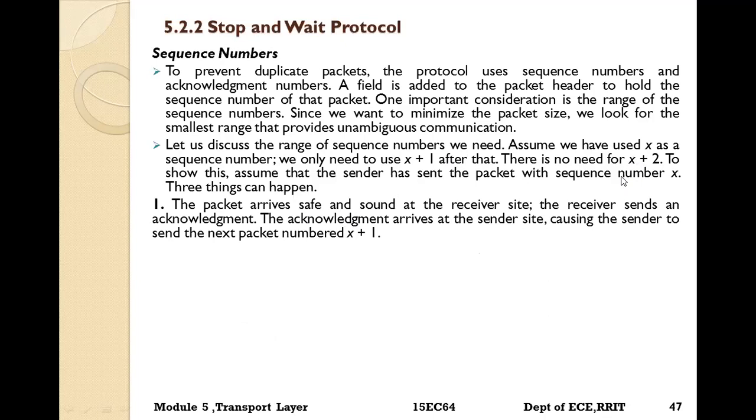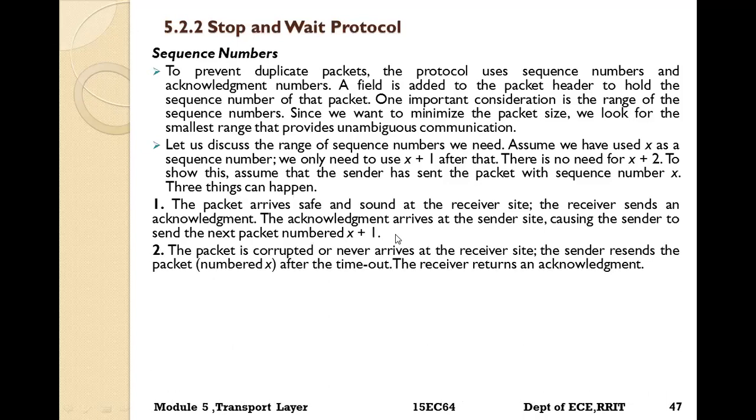After that, we can have a combination of x, x plus 1, x, x plus 1, in the case 0, 1, 0, 1, 0, 1. In this way we can have it. The acknowledgement number is the next sequence number of the packet you are going to receive. So we can have three cases. First, the packet arrives safe and sound at the receiver side. The receiver sends an acknowledgement. The acknowledgement arrives at the sender side, causing the sender to send the next packet, number x plus 1. So this x plus 1 is the acknowledgement number here.